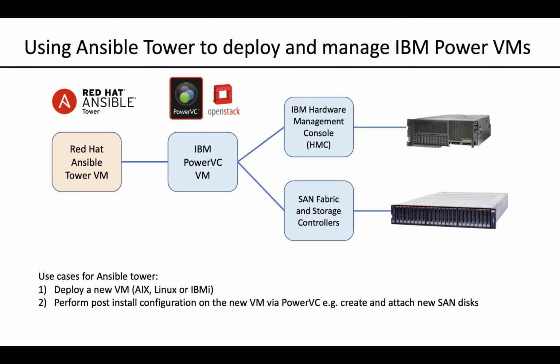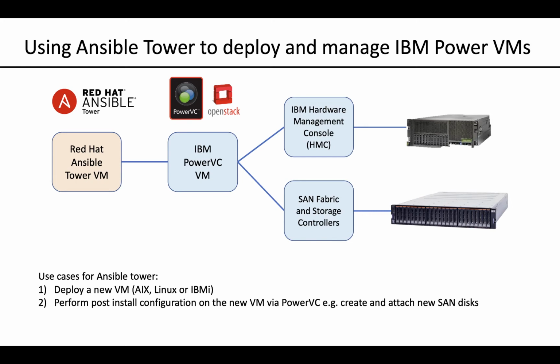So if we look at the lab that I'm going to use, we've got a Red Hat Ansible Tower VM based on Red Hat Enterprise Linux running on a vSphere x86 estate, and we've got my IBM PowerVC, IBM Power Virtualization Center, running on Red Hat Linux on IBM Power. The IBM PowerVC software is based on OpenStack, so the modules we'll be using from Red Hat are the OpenStack modules freely available within the Ansible engine deployment.